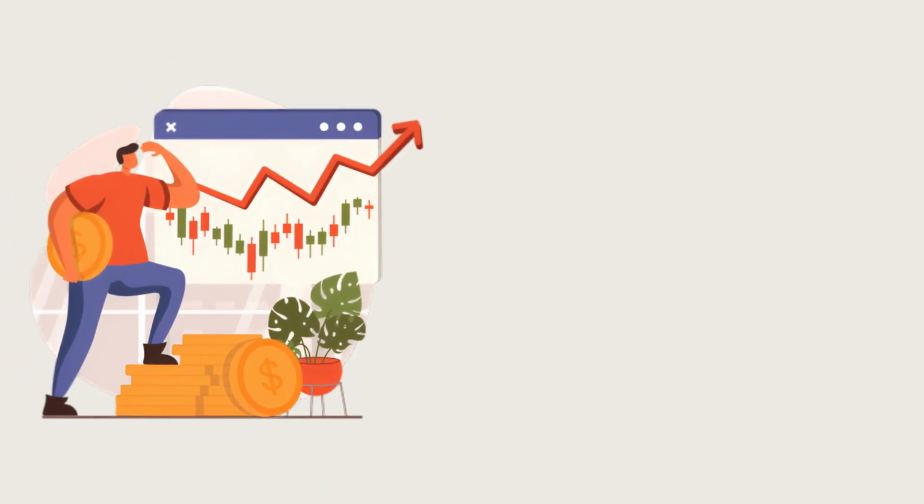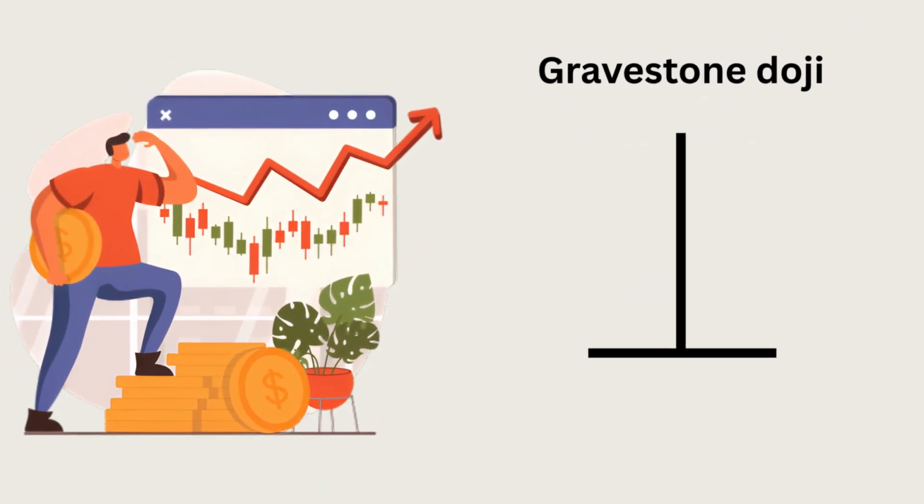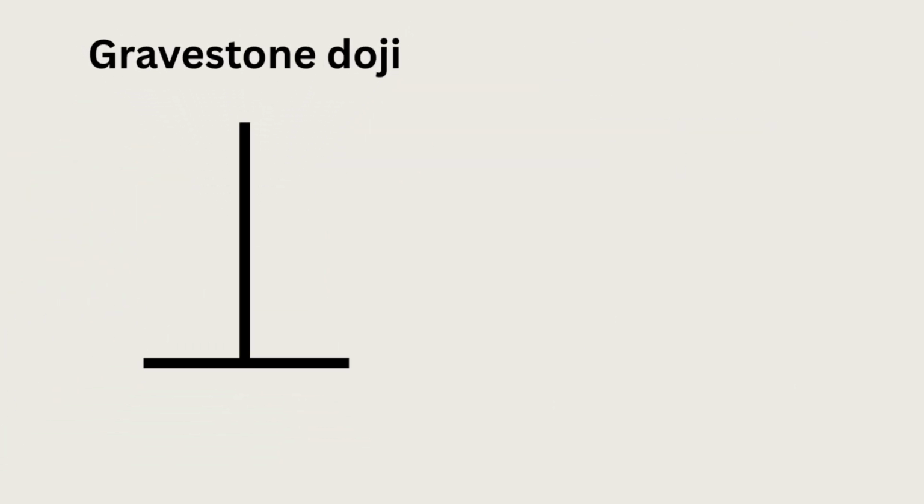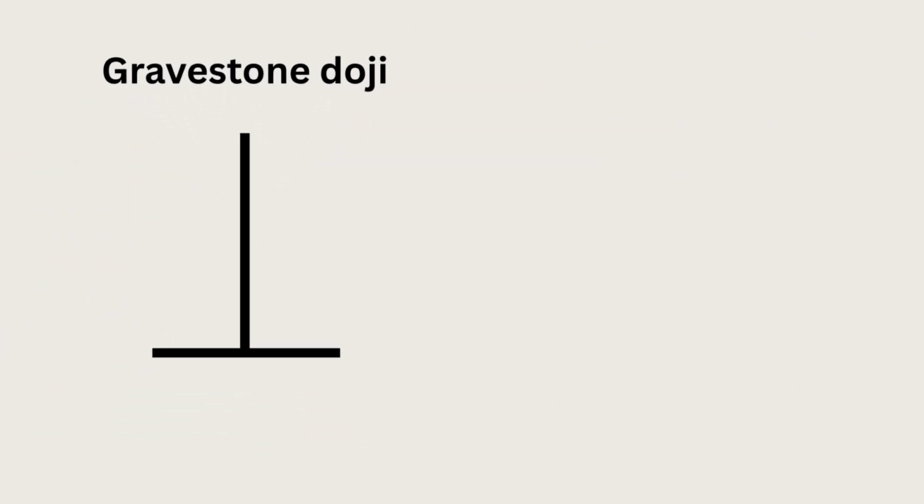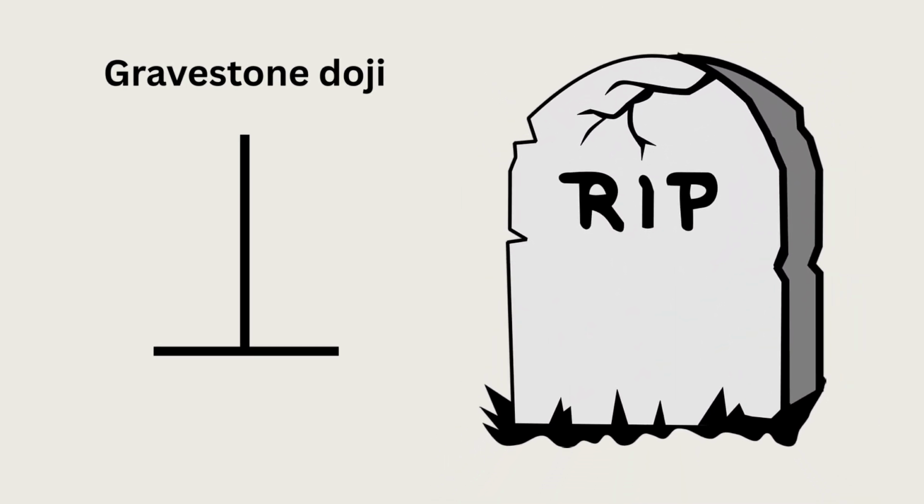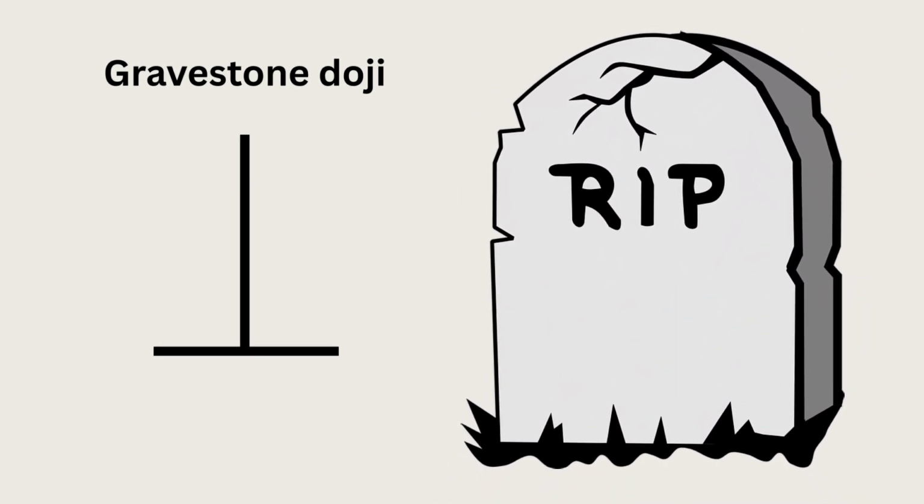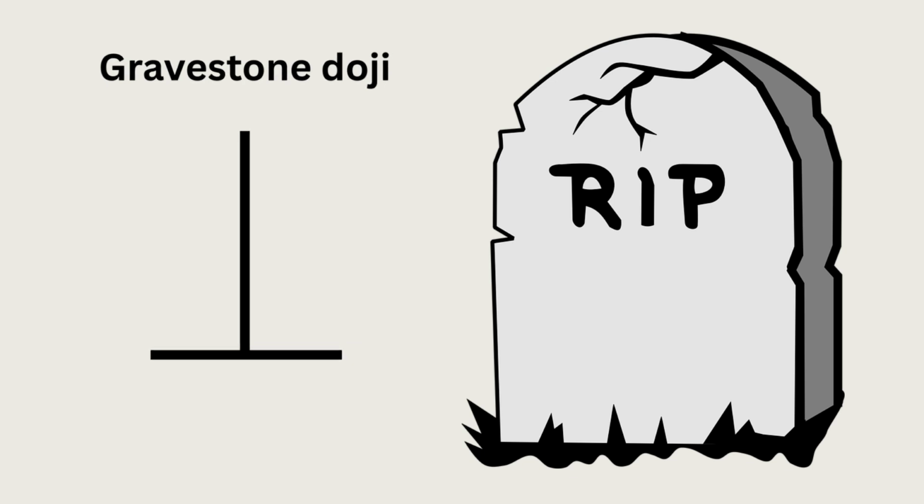Today I will tell you in detail about Gravestone Doji. Gravestone Doji is a candlestick pattern. Gravestone Doji is a name given by the Japanese people to the gravestones. You all know what a gravestone is. The stone on which the name of the deceased or something about him is written is called a gravestone.